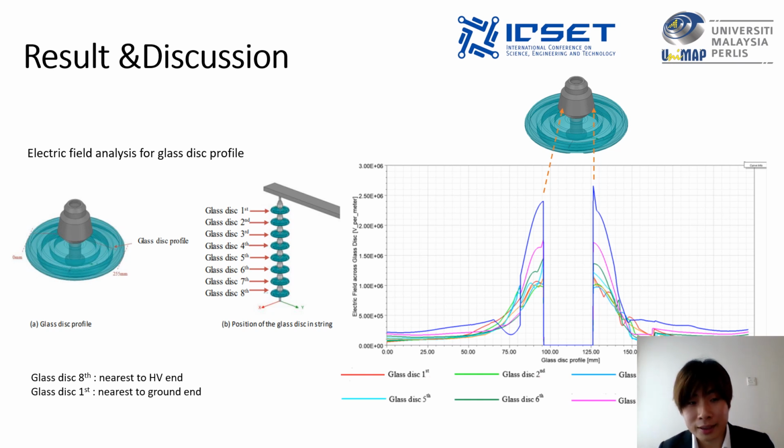In each of the glass units, the joint between the metal cap and glass has the highest electric field. The localization of the electric field is because of the difference in electric permittivity of the different materials. Therefore, a higher electric field will be distributed at this particular area.